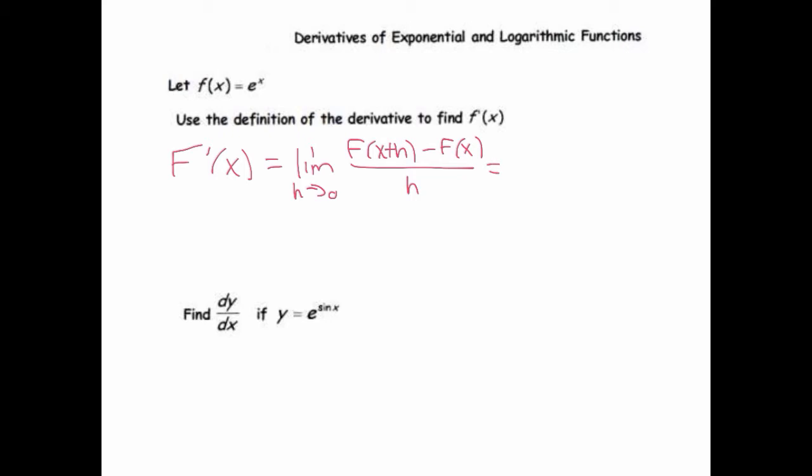And our f of x plus h would be e to the x plus h, and our f of x is e to the x. And it doesn't seem like there's much to do here. Again, we can't plug zero in for h. You can use a property of exponents to change e to the x plus h into a product.